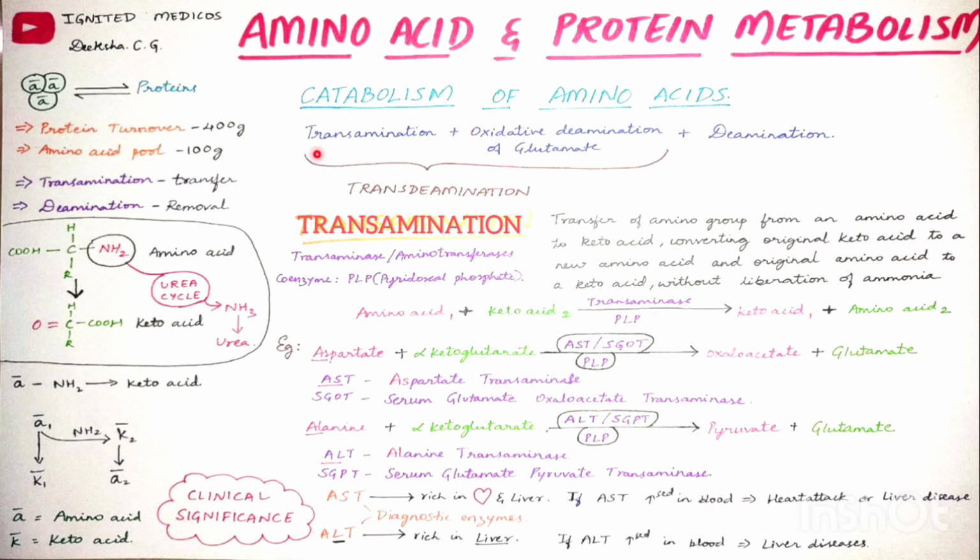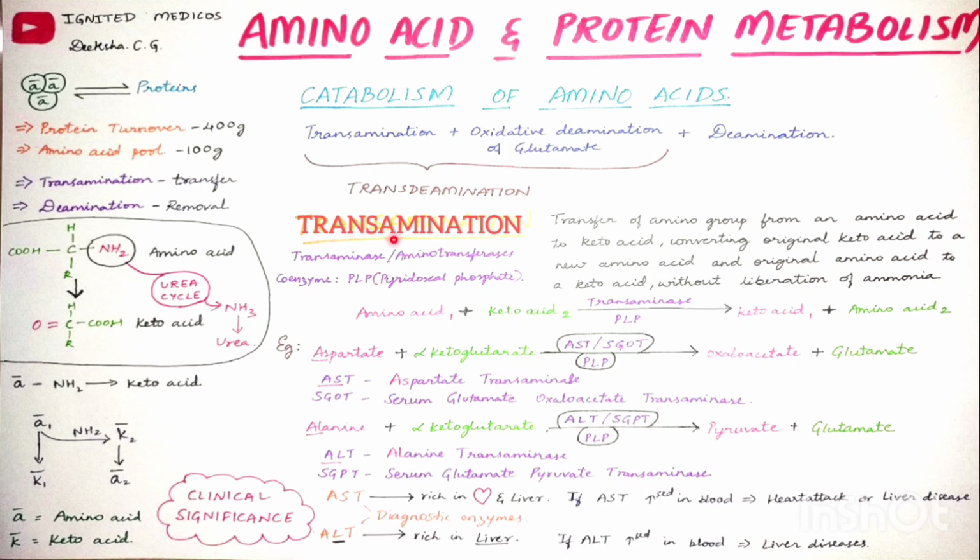The first step is transamination, where an amino group is transferred from one compound to another compound. The next step is oxidative deamination, which we'll learn further. And then the last step is deamination, where we are removing the amine group from the compound. And these two processes together are called transdeamination. Now first let us see what is transamination.